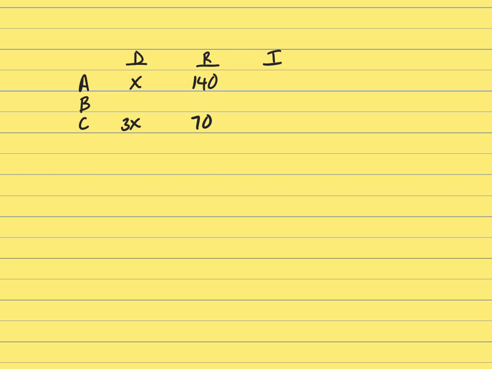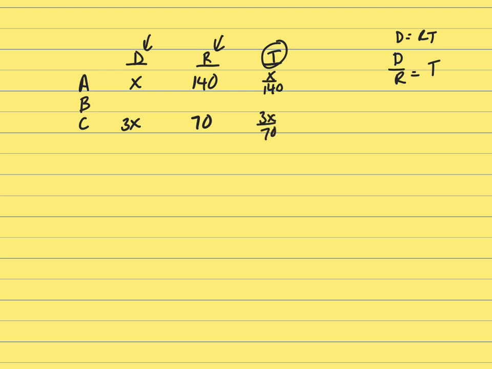And we filled in 2 columns. Our time column is blank. We know distance equals rate times time, or d over r equals time. So that's what you normally do: you fill in 2 columns for these distance, rate, time problems, and then you use the formula to fill in the third. So time is d over r, so x over 140, and then 3x over 70.